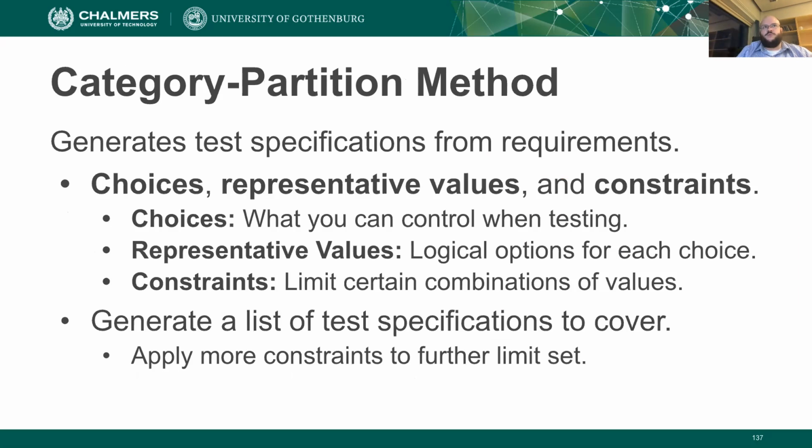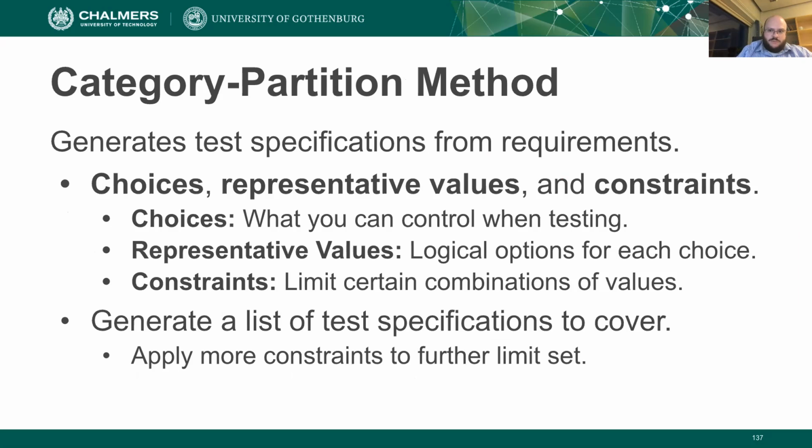And let's look at both of those quickly. Okay. So in the category partition method, we go through and generate this set of test specifications, these test recipes, right? For a particular feature or function of our software, we identify what we control when we test. Those are those choices.